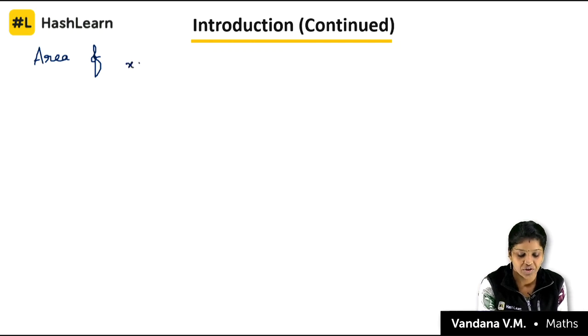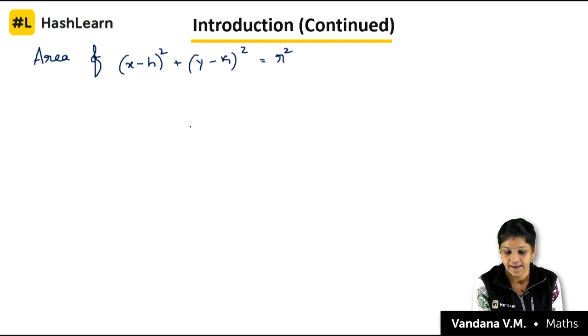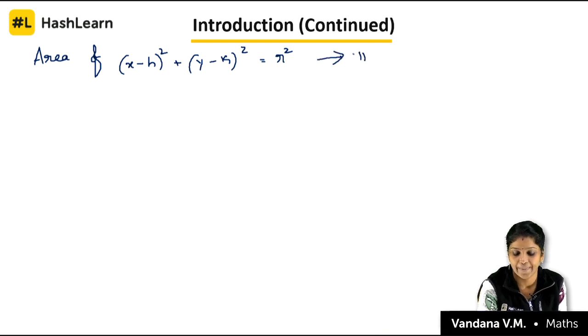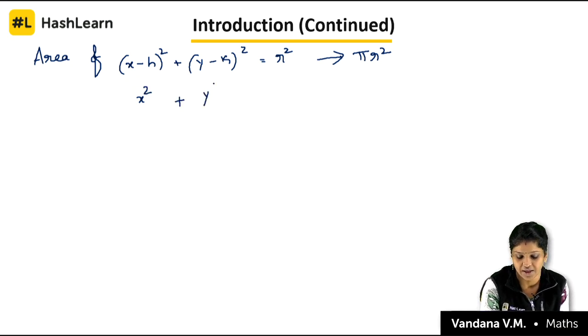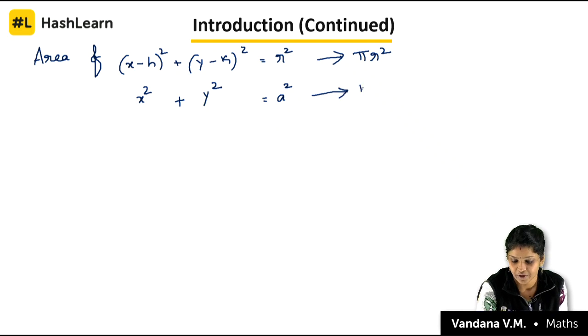What is the circle equation? X minus h whole square plus y minus k whole square is equal to r square. The area is what I said? Pi r square. If you have the equation like this, x square plus y square, whatever the center, we are least bothered. Here the a is going to act like the radius, then the formula is pi a square.